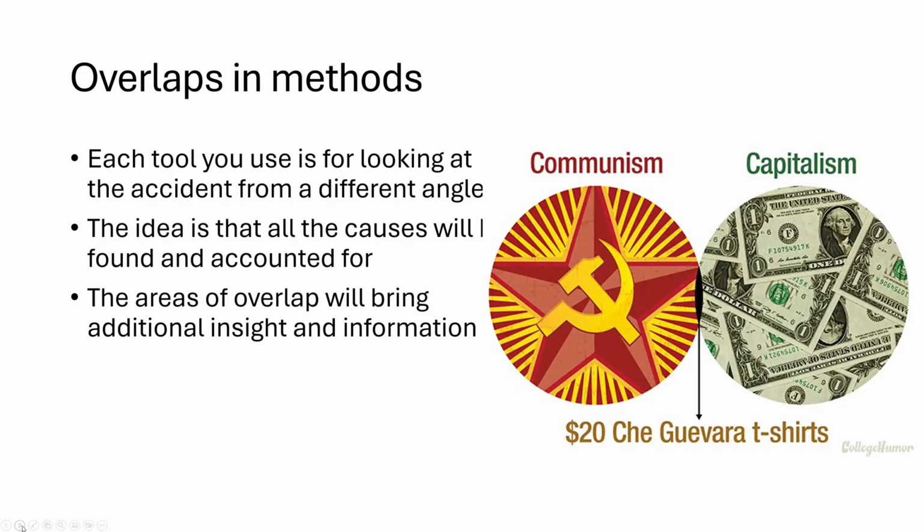Okay. And as you look back at all the different methods, what's important to realize is they all overlap in certain ways, and to get a really complete picture, you're going to need more than one. Each tool you use is looking at the accident from a different angle, right? Your barrier analysis is looking at the barriers. Your task analysis is looking at the human performance in the specific tasks. The idea is that all the causes will eventually be found and accounted for. And the area of overlap should bring additional insight and information.